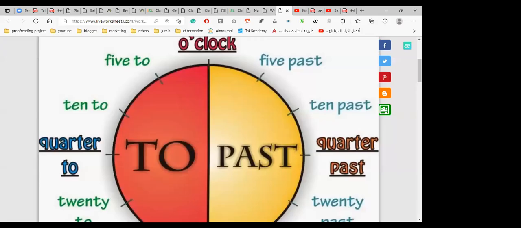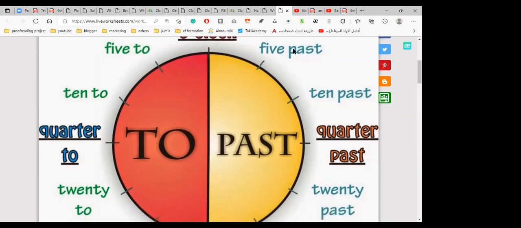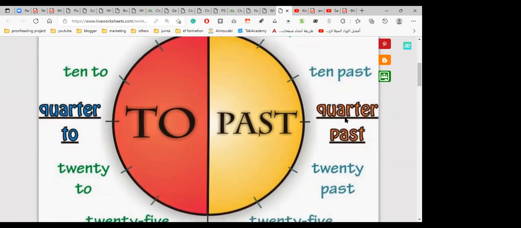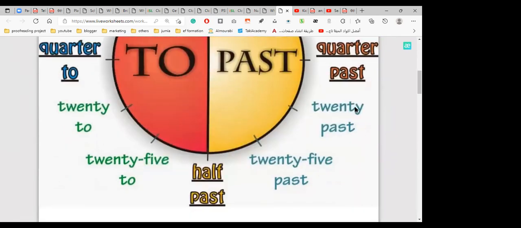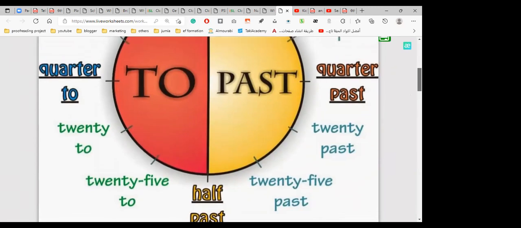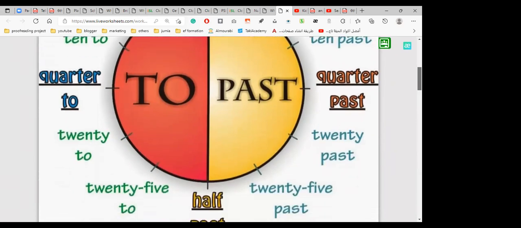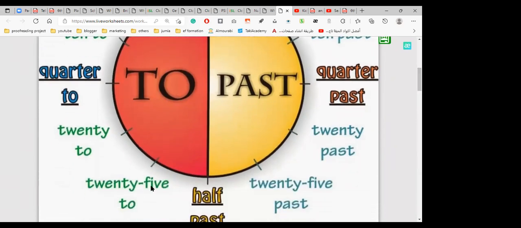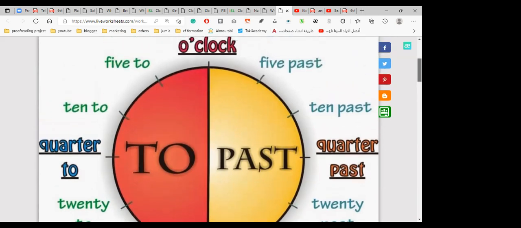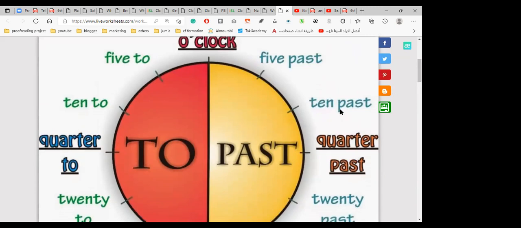So this is how we do the time, okay? We have a clock here. We tell the minutes. When it is past, here we have 5 minutes past, 10 minutes past, 15 minutes. When it is 15 past, we say quarter. You know quarter. Then we have 20 past, 25 past. Then we have half an hour. Okay, and then we have 25 to, 20 to, a quarter to, 10 to, 5 to. So this is how we say the time.